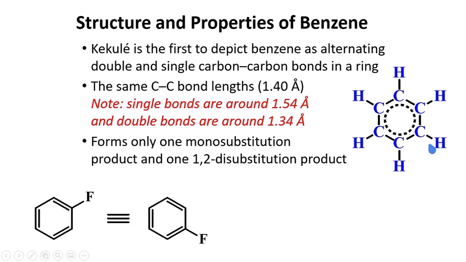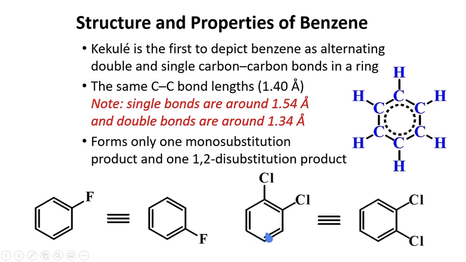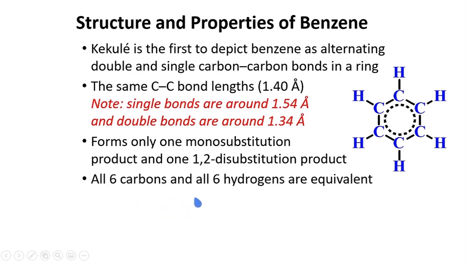Benzene forms only one monosubstitution product. That is, if you place a fluoro group at any point of the ring, it will be identified as a single compound. It also forms only one 1,2-disubstitution product. That is, if you place two fluoro groups adjacent to each other, whether on double-bonded carbons or carbons connected by single bonds, our instruments will only identify them as a single compound. It means that all 6 carbons and all 6 hydrogens of benzene are equivalent.